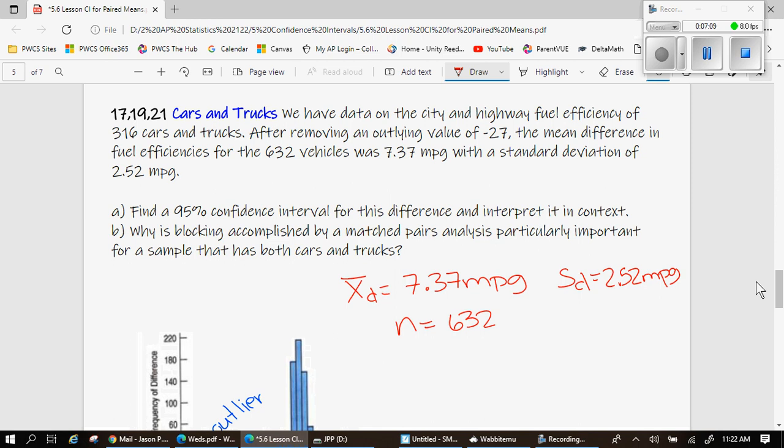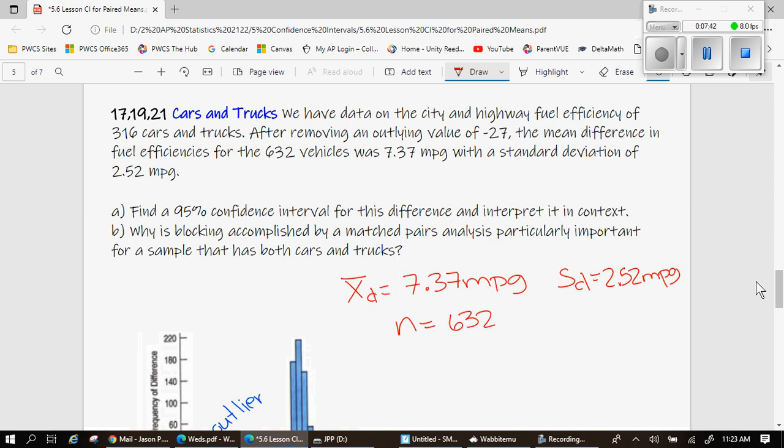We need to always get our information from random methods. They don't mention that these vehicles were selected randomly, but I think we can probably presume that 632 vehicles here are representative of all vehicles. We're taking a big assumption here to say that they are randomly selected, but we will make that assumption just for the sake of doing this problem.